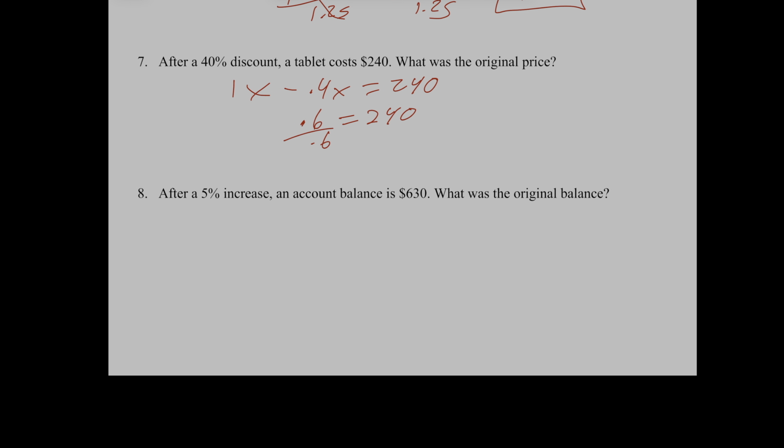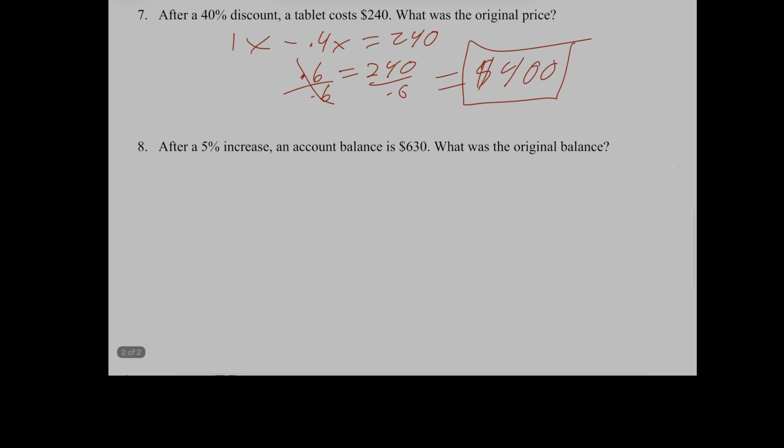Now I'm going to divide each side by 0.6, boom, and I get 240 divided by 0.6 equals, that's going to be $400. Okay, that was the original before I took off the 40%.